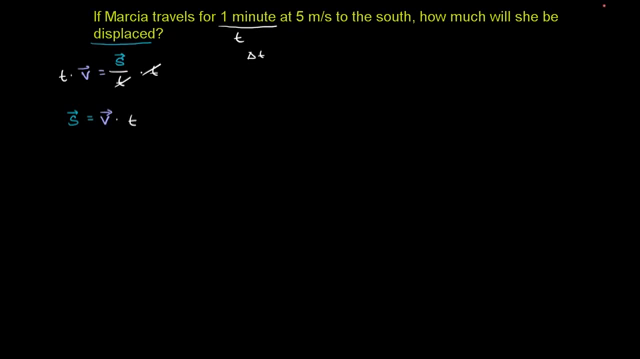So the t right over here is 1 minute. 1 minute at 5 meters per second to the south. This right over here is the velocity. They give us the magnitude, which is 5 meters per second, or you could say that's the speed. And they also give us the direction, to the south. So this right over here is 5 meters per second to the south.